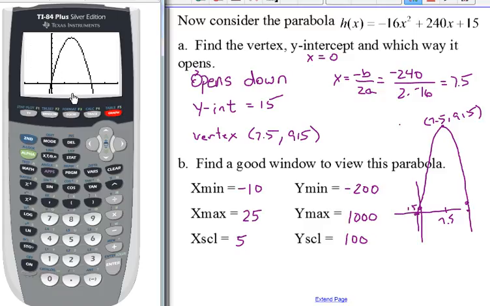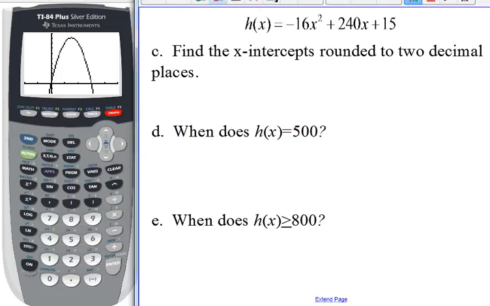And that looks pretty good. I probably gave myself more space than I needed across here, but that's okay. I can see everything I need. I can see my x-intercepts, my vertex, my y-intercept. Now we're ready to answer some other questions.